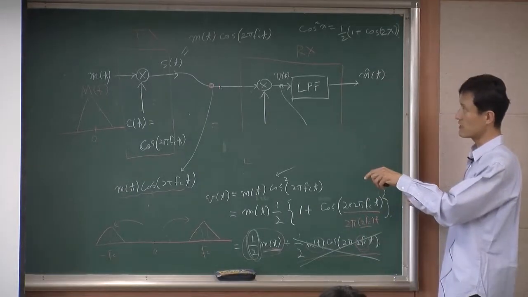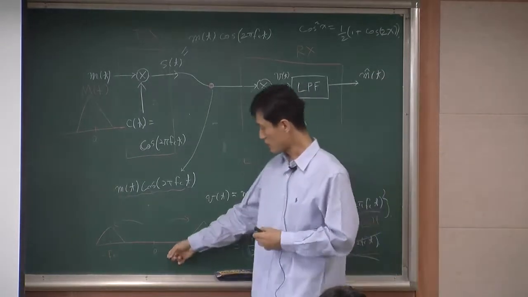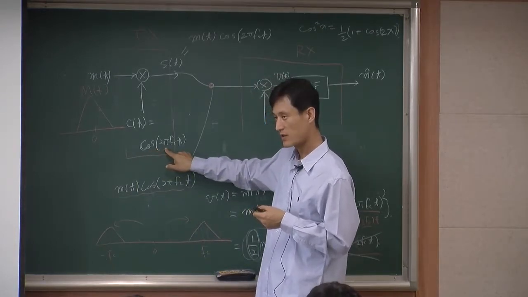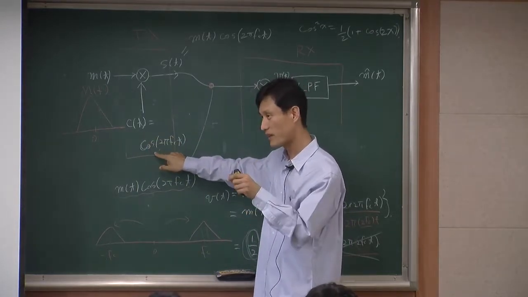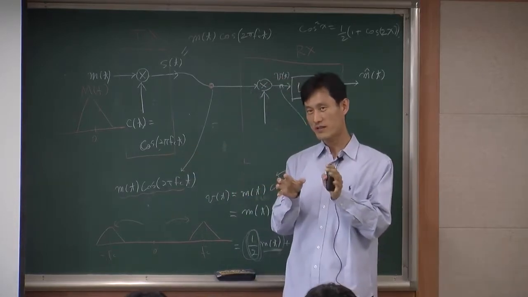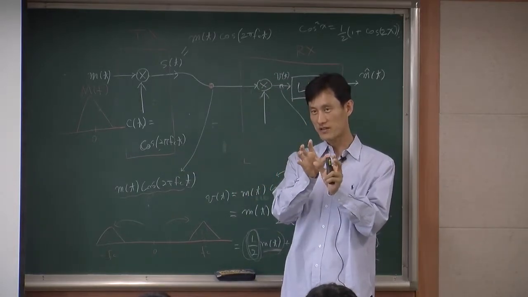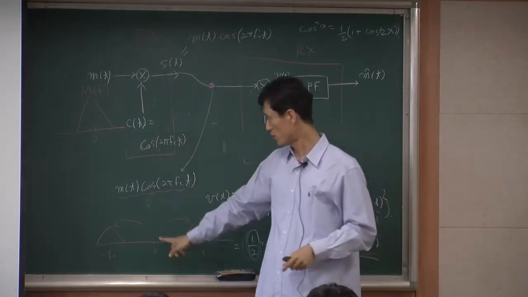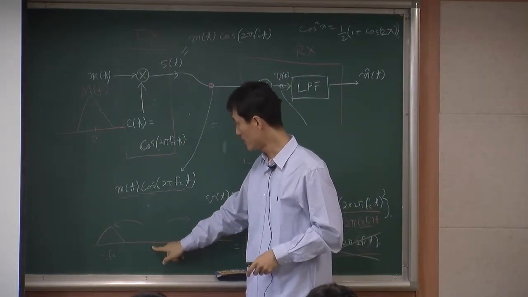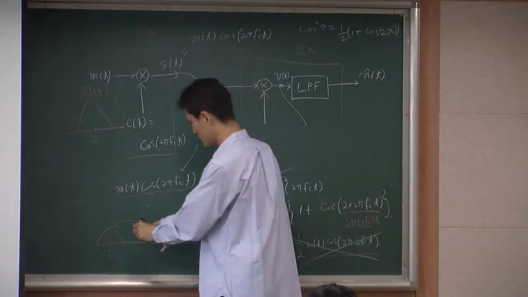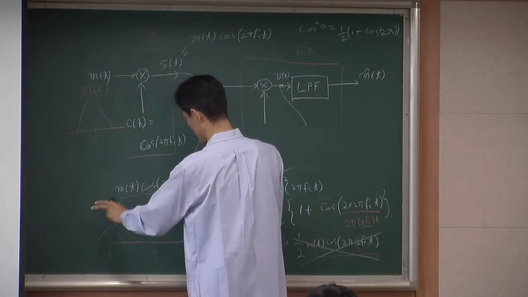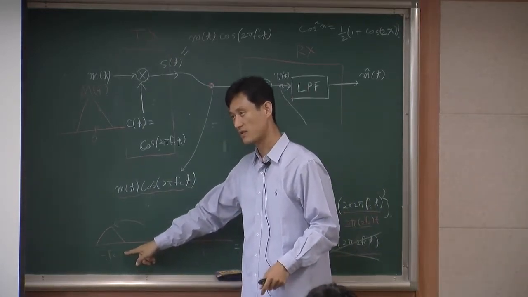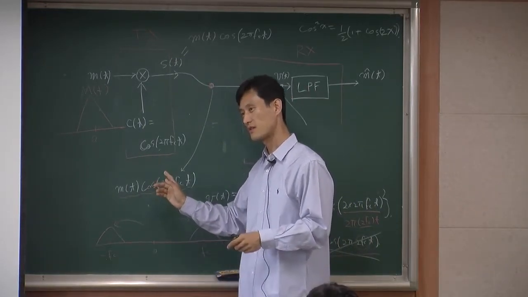Now, based on this s(t), what you can find out is this: when you multiply by cosine in the time domain, what happens in the frequency domain? Your original signal moves to the left and right, to the FC frequency. Originally it was here at 0. By multiplying by cosine, it now becomes half and half on the left and right, and the center frequencies become FC and minus FC. That's what happens with the cosine.